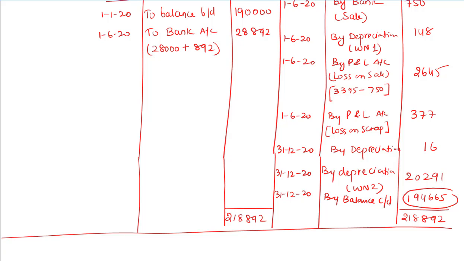Loss on scrap. The WDV was 677, so the loss on scrap is 377. Then we have charged the depreciation for the year 2020, that is 20291. And at last we have calculated by balance carried down, the closing balance of plant and machinery, and that was 194,665. I believe you must have understood till here.